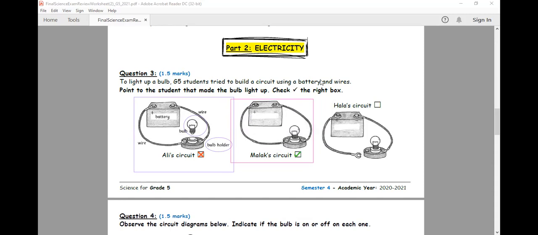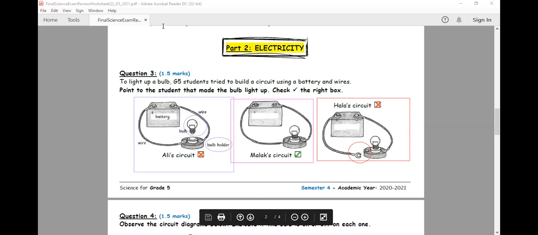Look at Hala's circuit. What about it? The bulb wasn't lit because it's disconnected. The wire wasn't connected with the bulb. So this is an open circuit. If you look carefully, you'll see that she missed this. She didn't connect the bottom of the wire to the bulb. So Malak's circuit is the correct one.